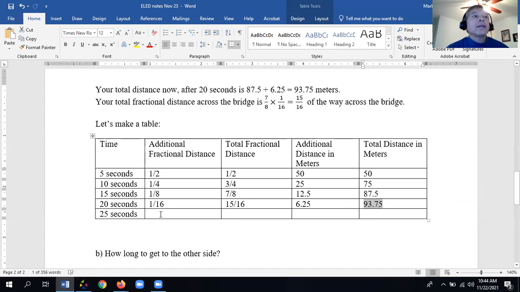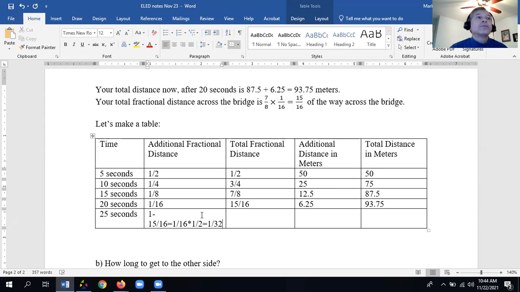So to continue this out, the next 5 seconds, you would cover half the distance remaining. Well, we can see we covered 15/16 of the bridge. The distance remaining is really one whole distance across the bridge minus that 15/16. In other words, you only have 1/16 left to go across the bridge. And half of that distance is 1/32. So you have 1/32 of the way left to go across that bridge.